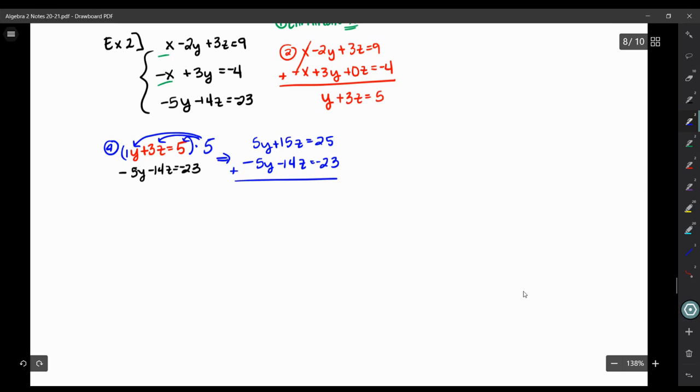Now we're ready to add these together. 5y and negative 5y will make a 0. So 15z minus 14z makes 1z. And 25 minus 23 makes 2. So there's our one variable already.